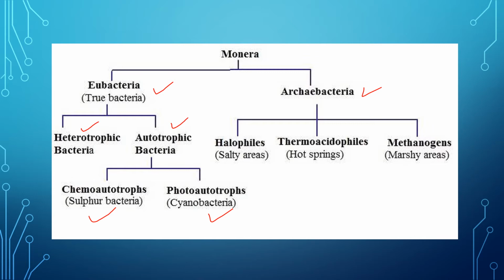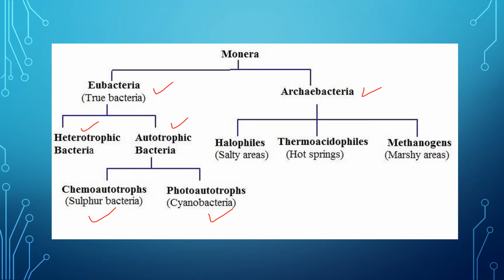But at the same time, what is this photosynthetic bacteria? They can synthesize their food in the presence of light. That's the reason why you call it photoautotrophs. The example of chemoautotrophs are sulfur bacteria, and the example of photoautotrophs are the cyanobacteria.